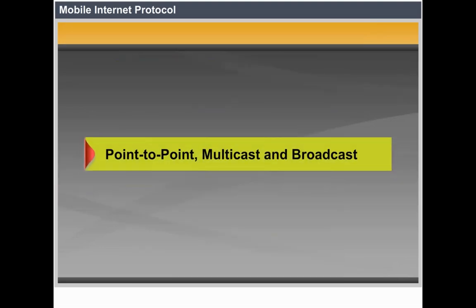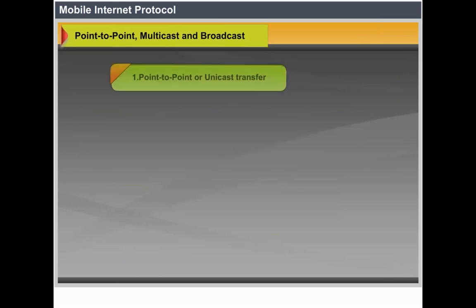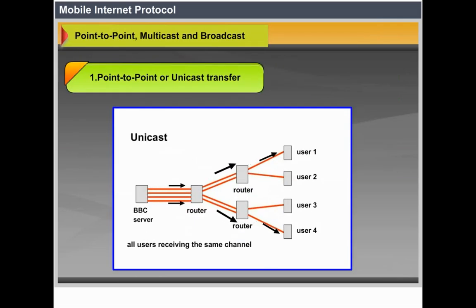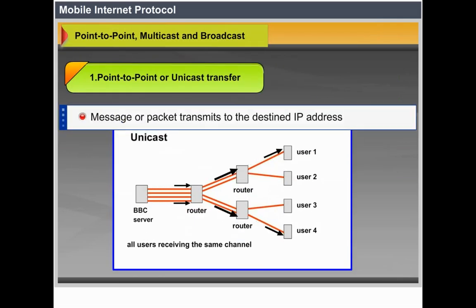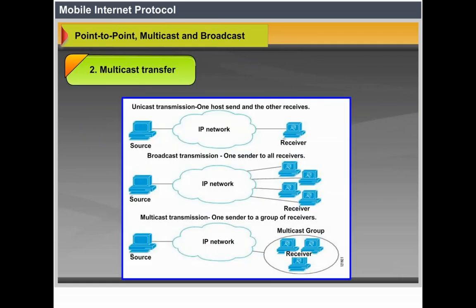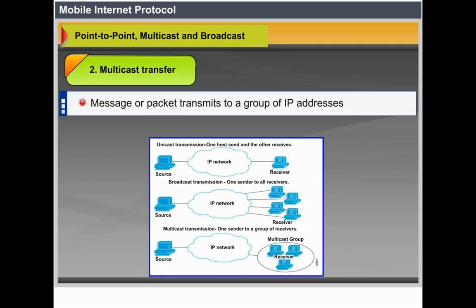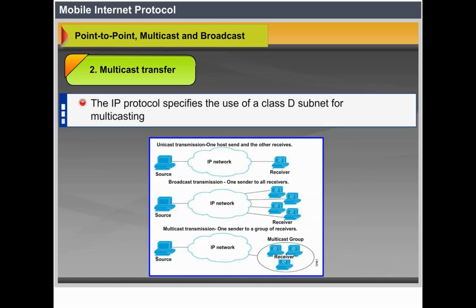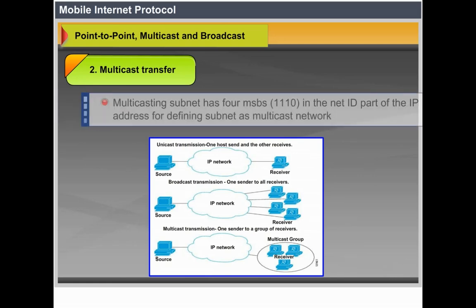Point-to-point, multicast and broadcast. Point-to-point or unicast transfer: the message or packet transmits to the destined IP address only. Multicast transfer: the message or packet transmits to a group of IP addresses. The IP protocol specifies the use of a Class D subnet for multicasting.